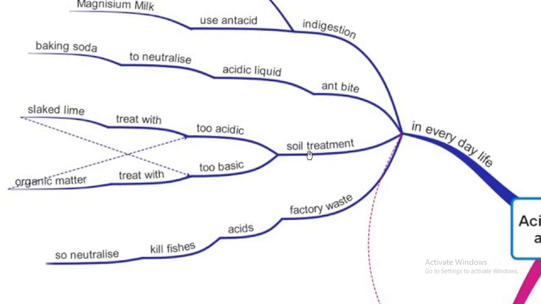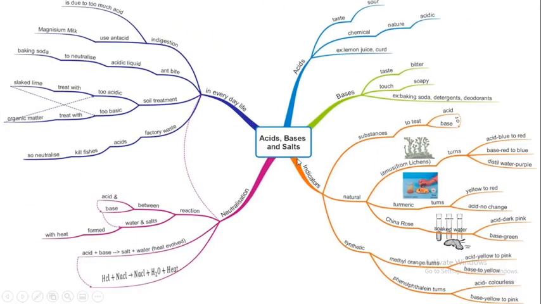And in soil treatment also, if the soil is acidic, then they spray bases like slaked lime, which is calcium oxide or calcium hydroxide. And if the soil is basic, then they treat it with organic matter which releases some acids into the soil, so that the soil will be neutralized. In this way, the neutralization process is used in many ways in our daily life. So based upon these concepts, now we are going to see some practice sheets.